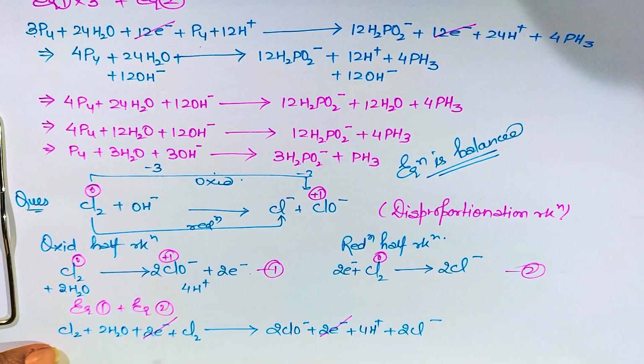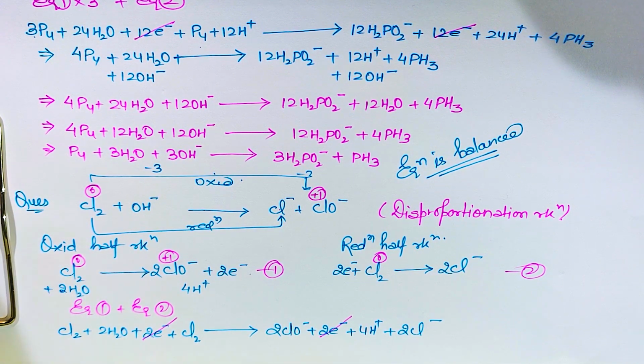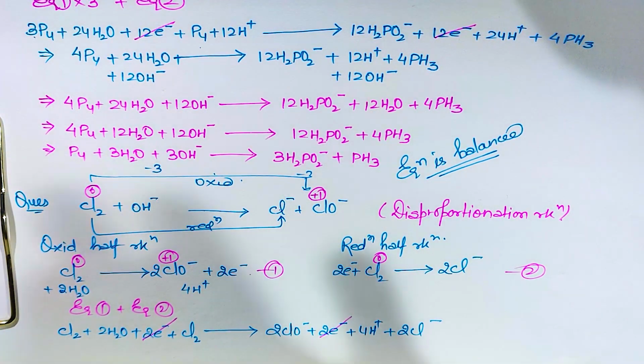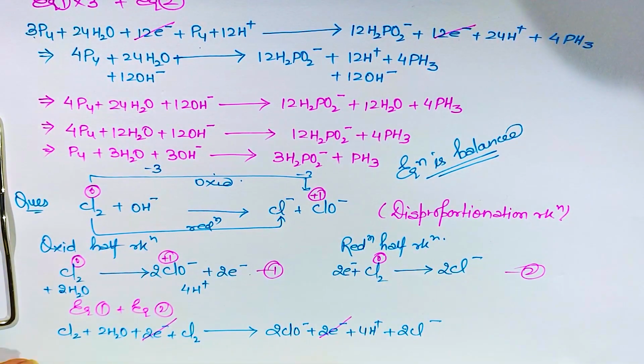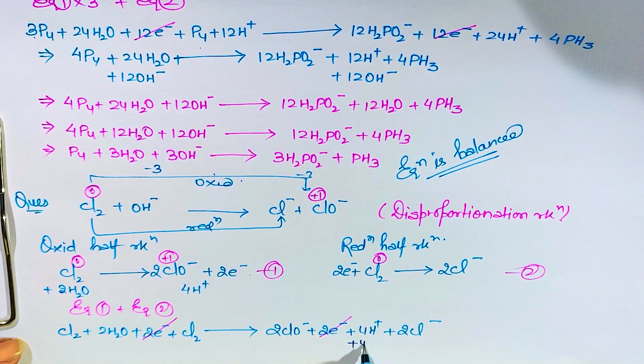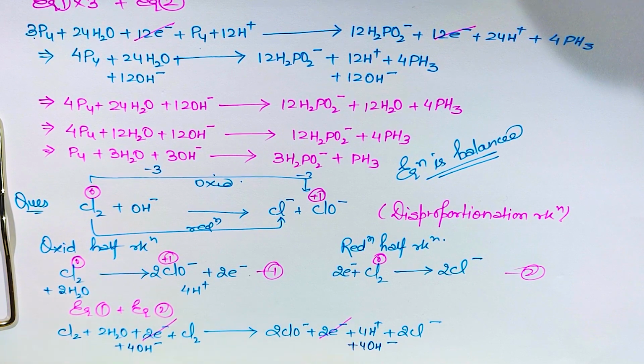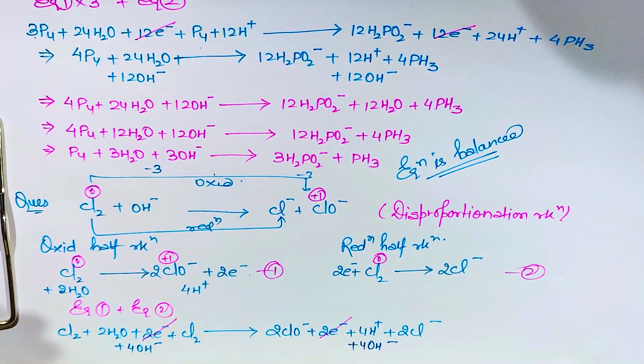Let me write this. It is mentioned over there. That means at the last step, after doing all this, we have to add the same number of OH minus on both sides. As H plus ions are already added, in this case it is 4H plus, so that's why we will add 4OH minus on this side, and 4OH minus on this side also. Now write the final result.